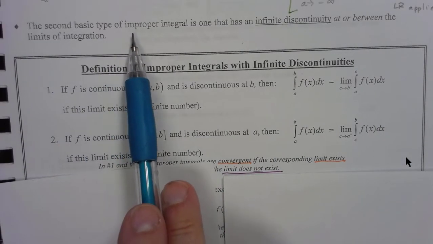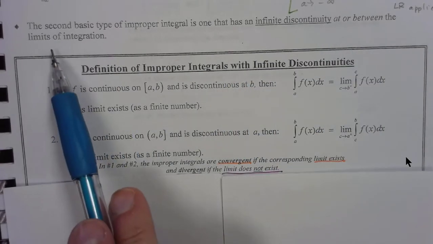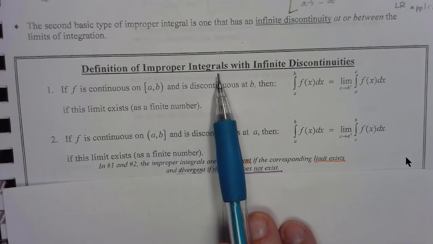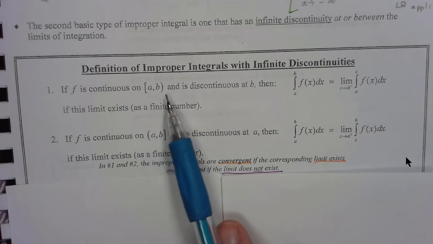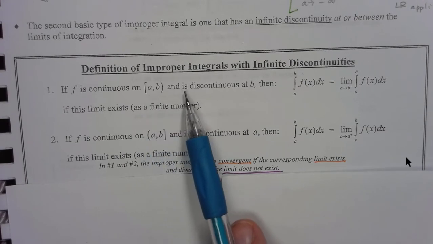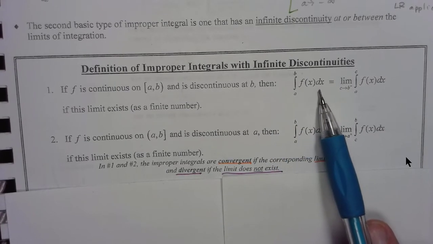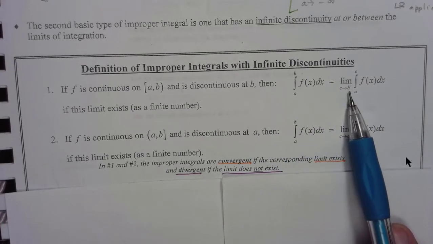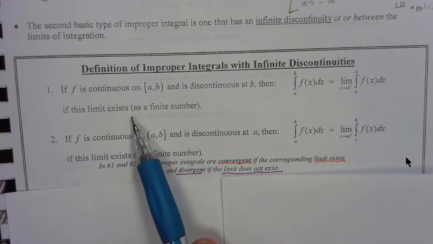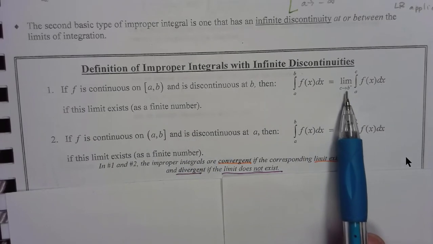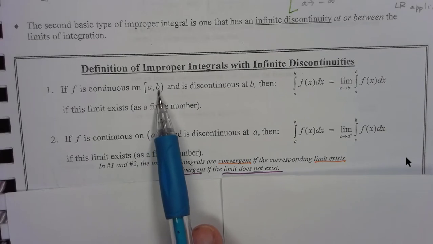The second basic type of improper integral is one that has an infinite discontinuity at or between the limits of integration. So the definition of improper integrals with infinite discontinuities is: if f is continuous on the half-open interval from a to b, closed at a, open at b, and is discontinuous at b, then the integral from a to b of f of x dx is the limit as c goes to b from the left of the integral from a to c of f of x dx, if this limit exists as a finite number. Now, why are we approaching b from the left? Because it is the half-open interval, and we have to approach b from the left side because it's not closed at b.